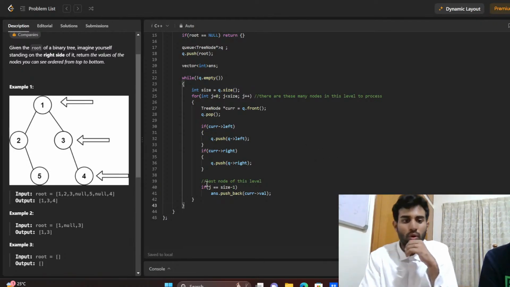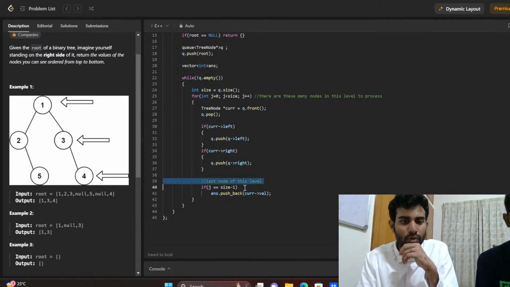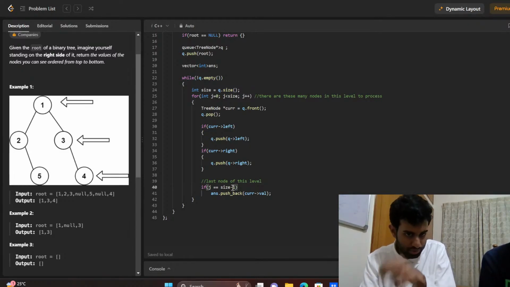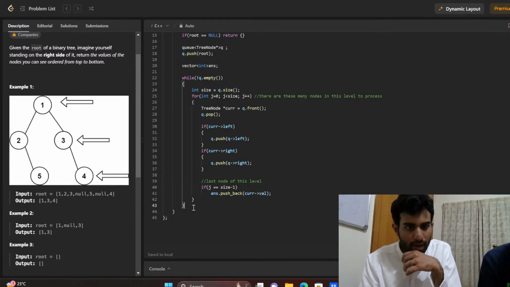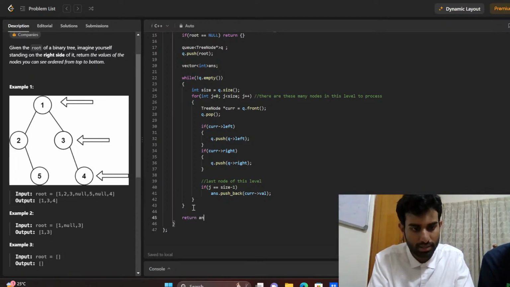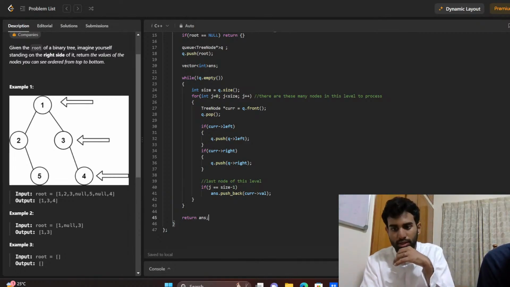Okay, so basically what we need to do is find out the last node of this level. If j equals size minus 1, I'm at the last node of this particular level. I can directly push the value associated with that. Then all I have to do now, because my answer array has already been built, is return the answer array directly. So let's just run it and check.